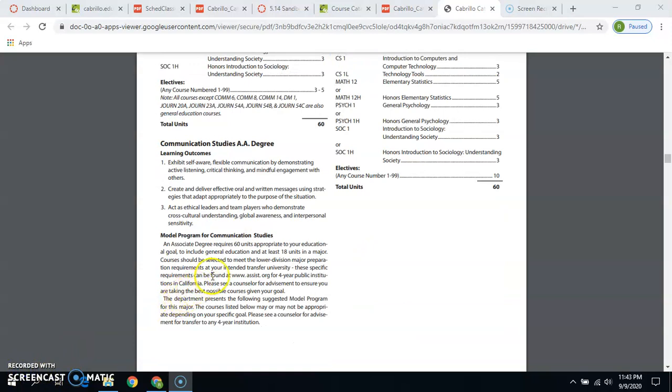Now I'd like to share an example for someone who maybe wants to obtain an Associate of Arts (AA) in Communication Studies, once again non-transfer. For that degree, one of the key things you want to keep in mind is that the major requires 18 units in the major, and that's what I'm showing you right here. This is what we know as a model program. So most AAs in Cabrillo non-transfer are considered model programs, and they all require 18 units in the major.